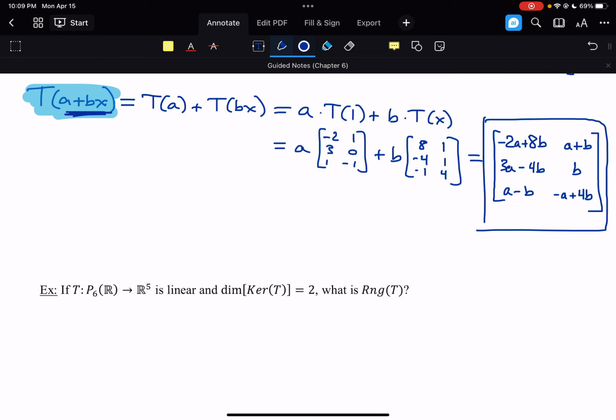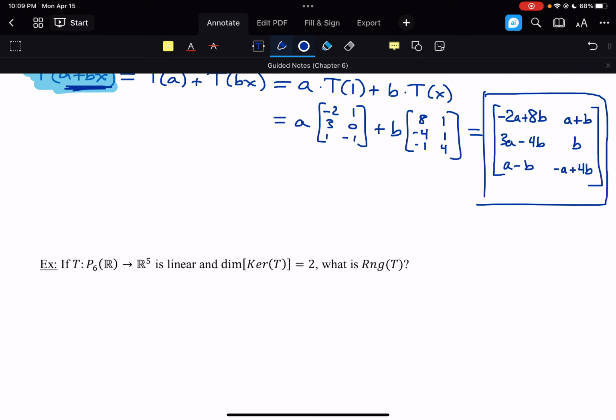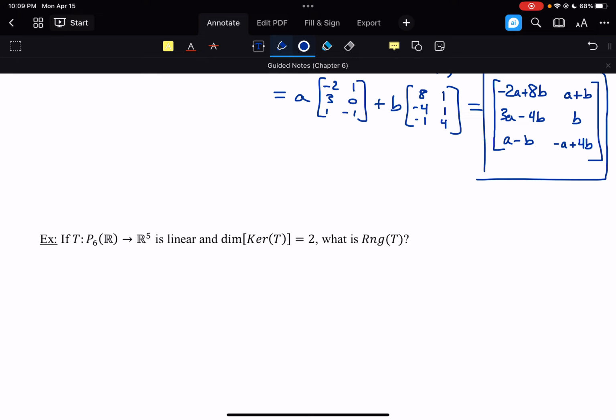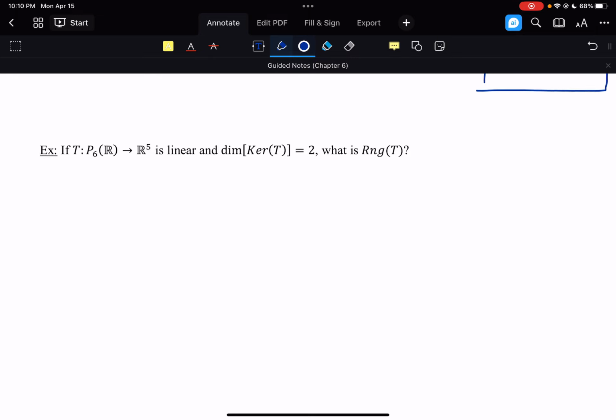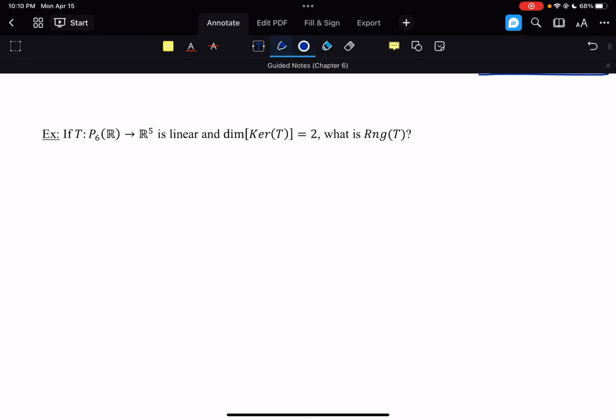And for this next example, kind of going back to the idea of dimension a little bit, suppose the transformation is going from P6 to R5. So we're transforming from polynomials of degree 6 or less to ordered 5-tuples, or quintuples. If this is a linear transformation and we know that the dimension of the kernel is 2 already, what is the range of T?